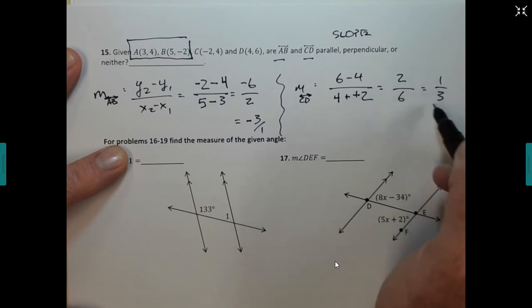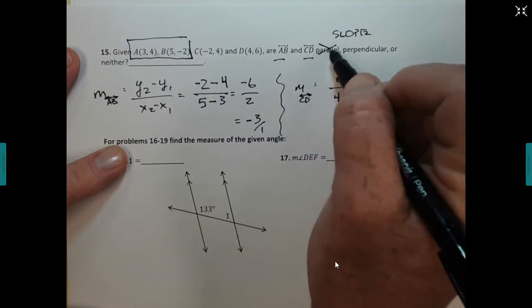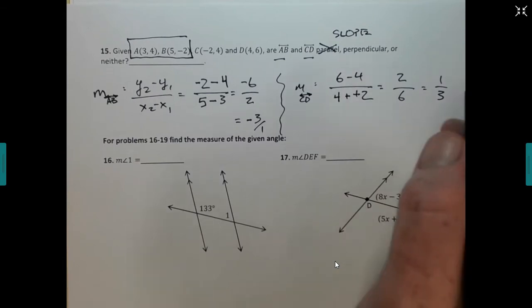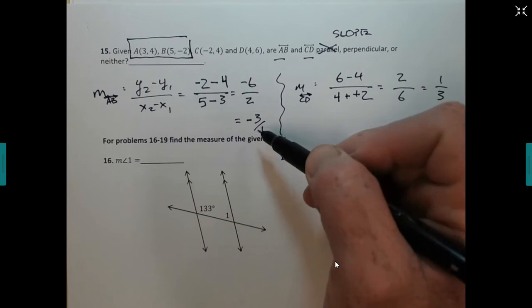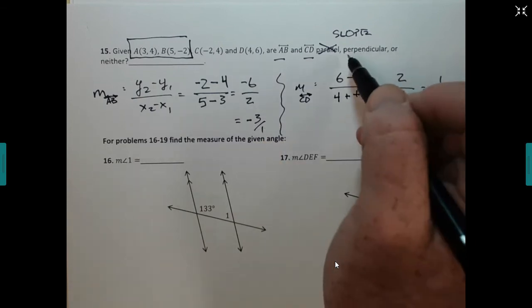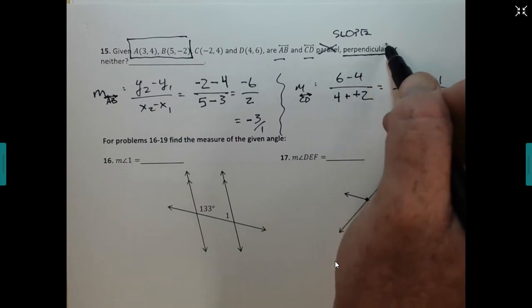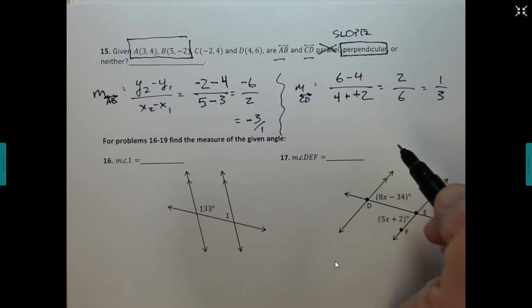Are 1/3 and negative 3 over 1, are they the same? Nope, so they're not parallel. In order to be perpendicular, they'd have to be opposites. One's positive, one's negative. Reciprocals, are they the flipped version of each other? They are. The answer is perpendicular.